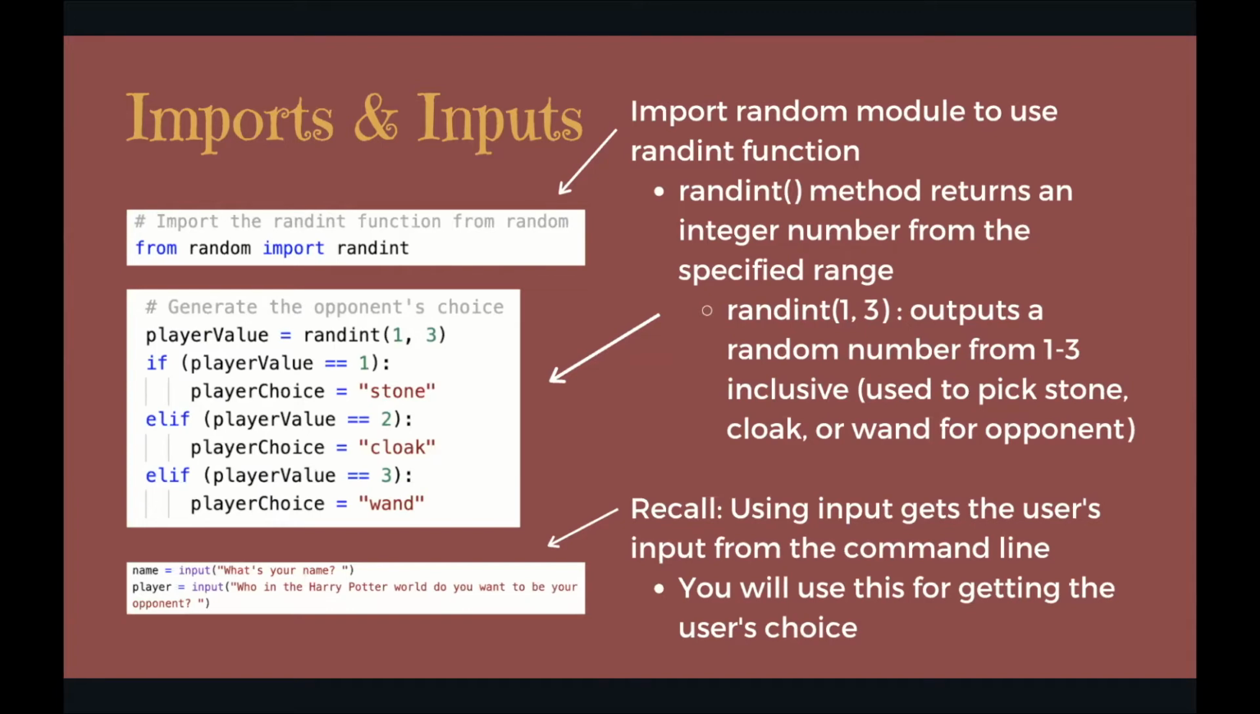So another thing to also keep in mind is to remember to use input to get the user's input from the command line. So as you can see on the left side, we ask for the input, what's your name? So when I enter in my name, it's going to store it in the name variable. And then when it asks me, who in the Harry Potter world do you want to be your opponent, and I put in Ron, then player is going to correspond to Ron.